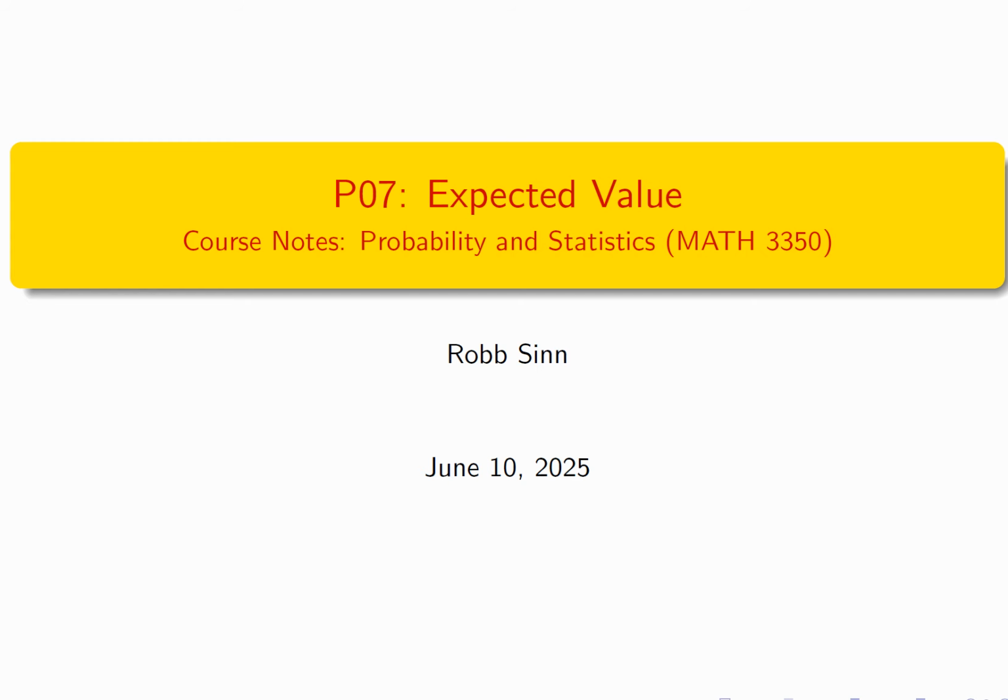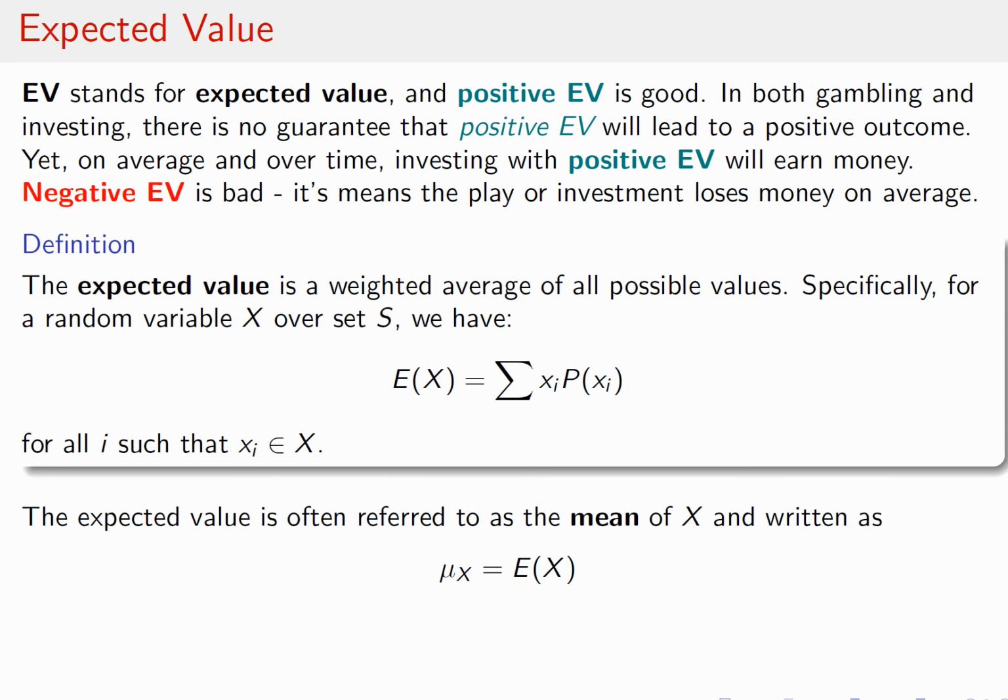Hey everybody, this is probably our last installment of a class lesson for the probability section. And we're going to be talking about expected value. So the expected value, whether we're talking about gambling or investing, tells us what's going to happen on average over the long term.